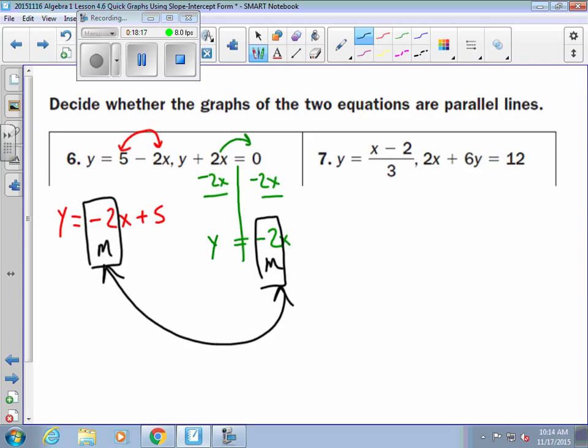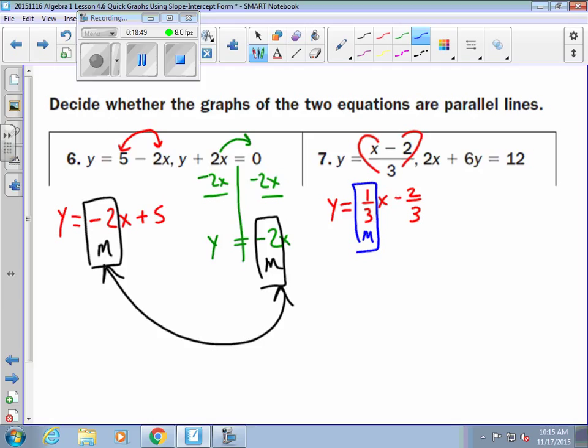Y equals x minus 2 over 3. And 2x plus 6y equals 12. You have to find out what your slope-intercept form is. Both of these are dividing by 3. 1x is dividing by 3, which makes it say y equals 1 over 3x. And negative 2 is dividing by 3, which means negative 2 thirds. So your slope for that one, your m value is 1/3.